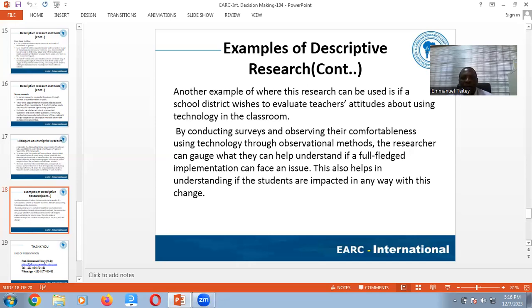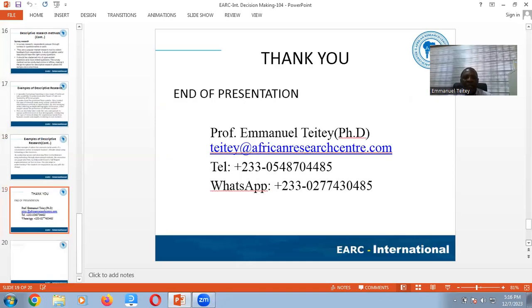You can use it to undertake market evaluation for different products, and the same as market segmentation. And descriptive research can be used to undertake numerous studies so as to aid organizations in decision making.